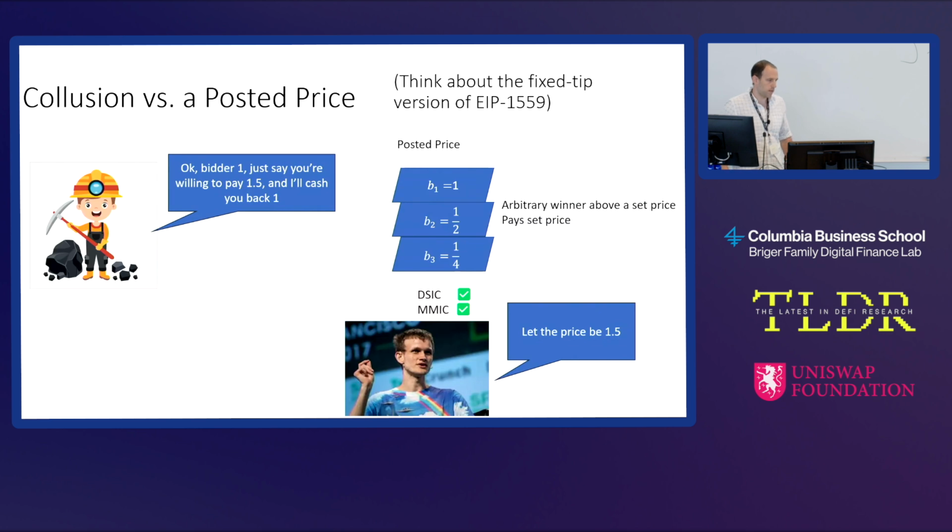So the collusion that is natural here is that the miner would say, okay, we can bypass the protocol by offering side payments. So I will ask the highest bidder to bid something different, bid something that the protocol can accept and include this bidder.